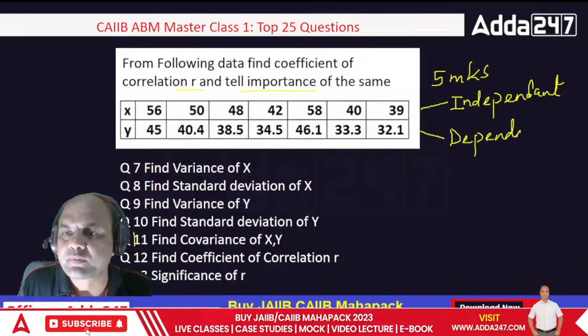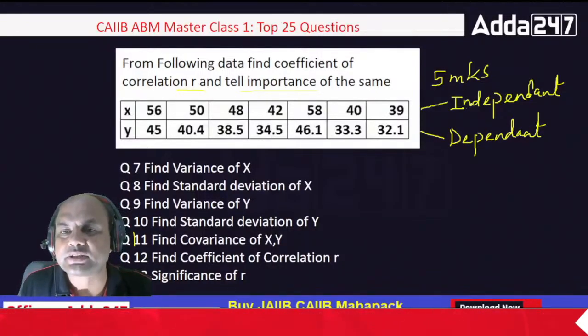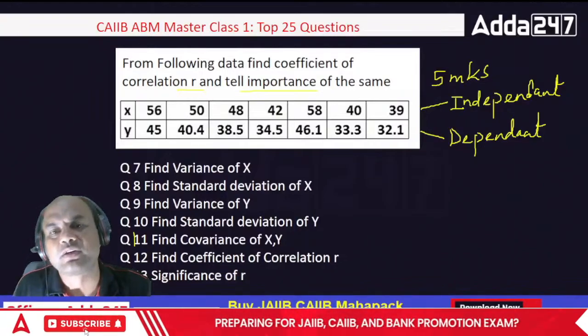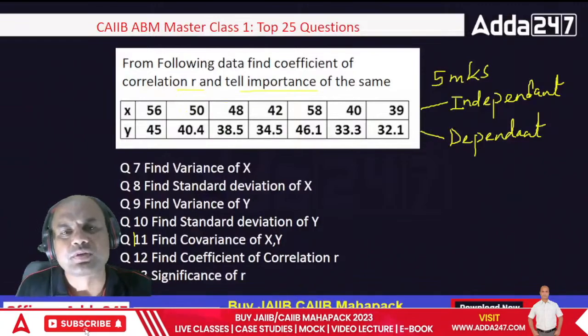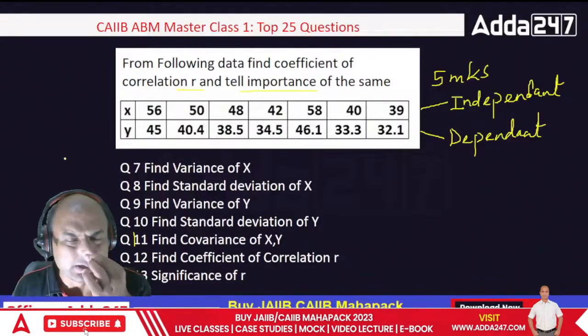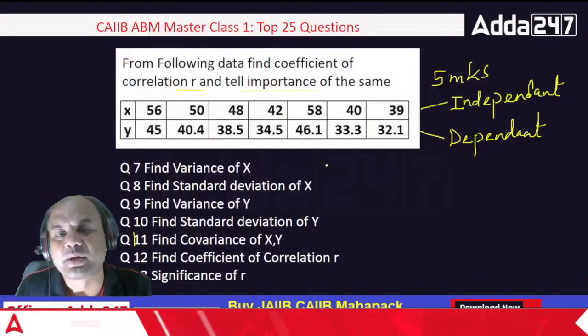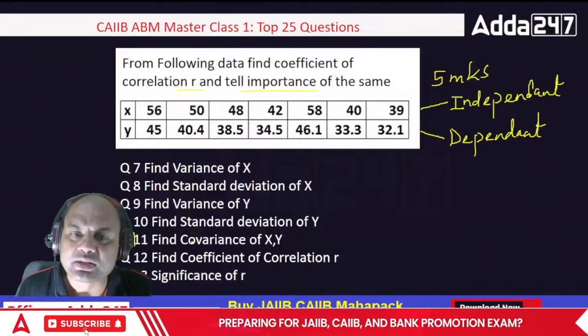Okay, so this is independent, this is dependent. Always remember this whenever we solve any correlation problem or even the further problems, mainly correlation. X is always independent and Y is always dependent in statistics. So how to solve this?